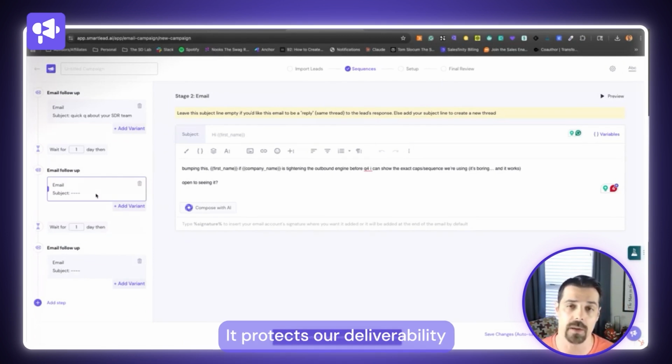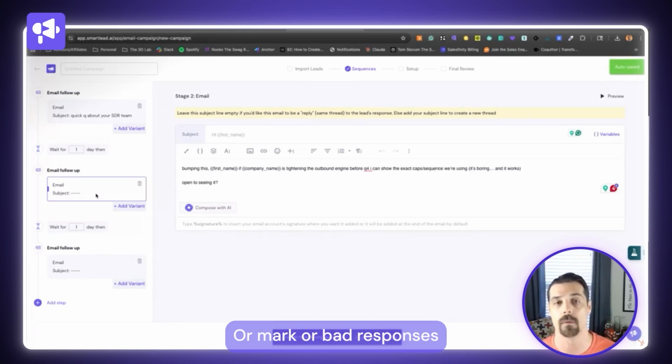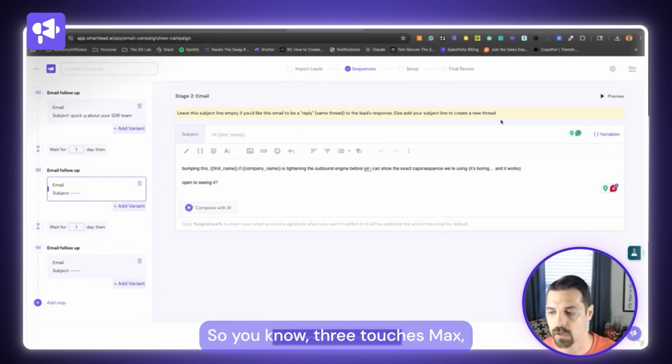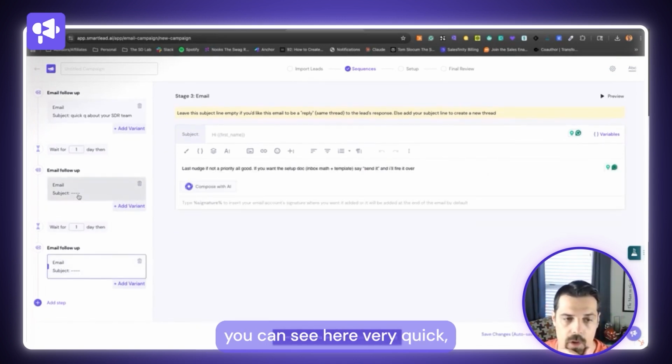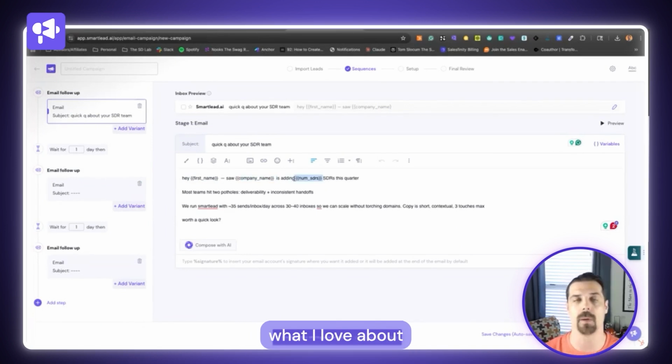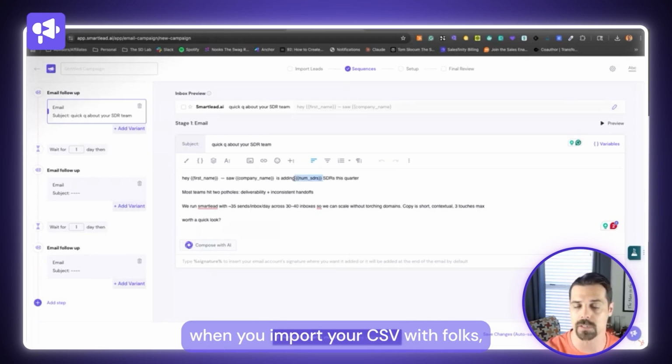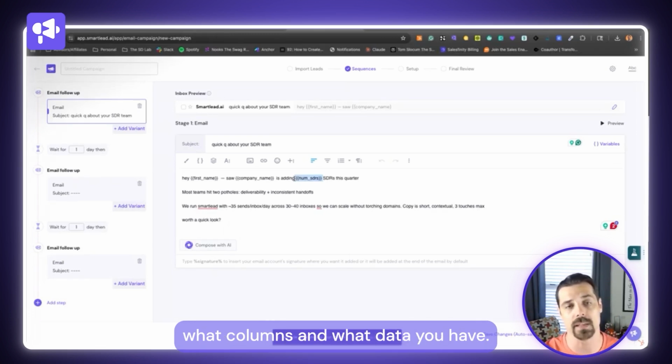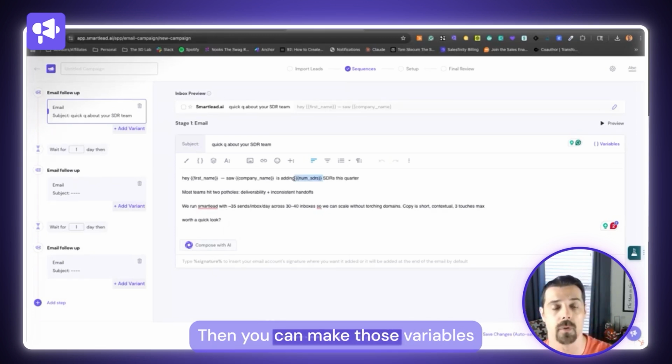It protects our deliverability. By around email 4 and 5, you start getting hit with people marking you as spam, right? Or bad responses, and it's just going to hurt you. So, 3 touches max. You can see here, very quick, very simple, 50 to 70 words. We've got some variables in here for first name, company name, number of SDRs. So when I pull data, what I love about this is you can literally make anything a variable in Smartly. It just depends on what columns and what data you have when you import your CSV with folks, then you can make those variables and pull from it.